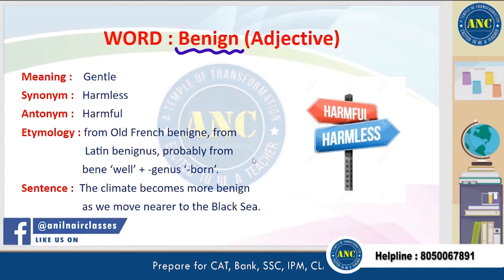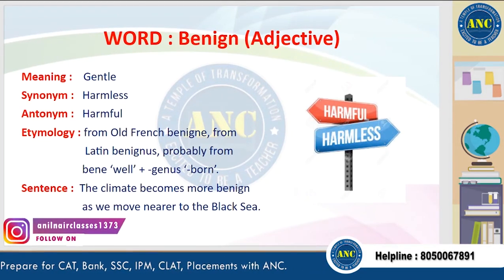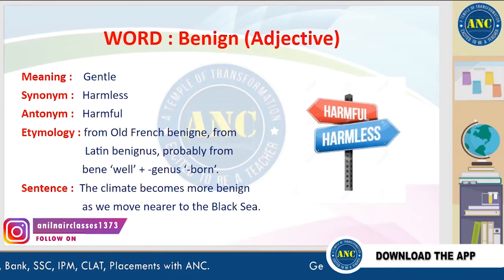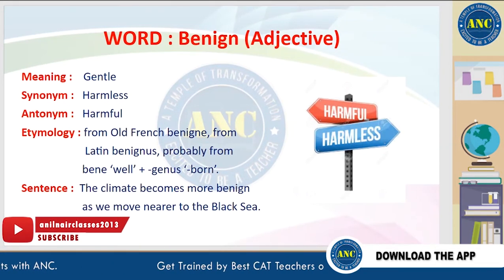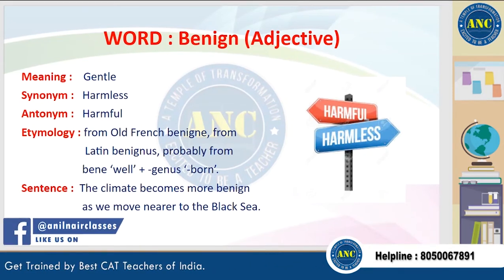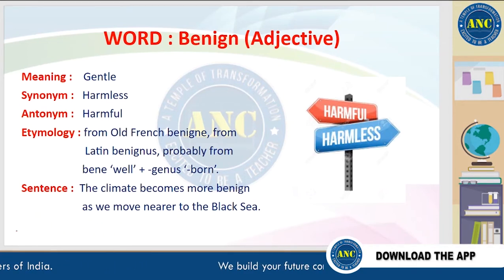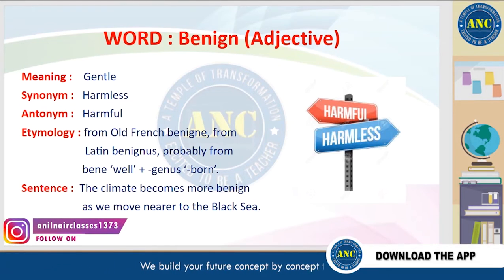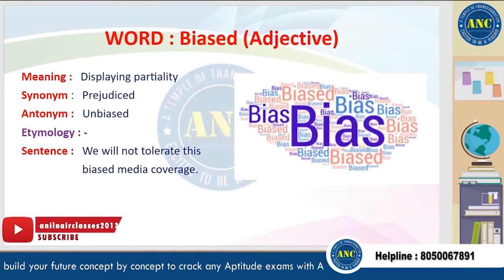Benign. Benign is an adjective which means gentle. A synonym for this is harmless, and an antonym is harmful. It is derived from the old French or from the old Latin word which means well born. A sentence for this word is, the climate becomes more benign as we move nearer to the Black Sea.